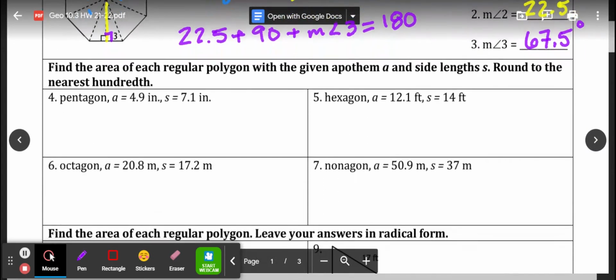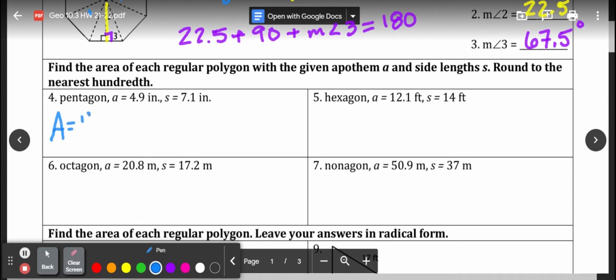Find the area of a regular polygon with a given apothem and sides, rounding to the nearest hundredth. As we know, we have our formula: area equals 1/2 apothem times perimeter. The apothem is given to us, so it's really easy, and we have our side, so we can find the perimeter. A pentagon has 5 sides, so we just do 7.1 times 5, and that should give me my perimeter.